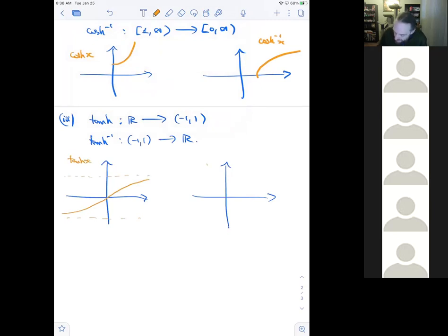And so its inverse is going from -1 to 1. I lost my axis now. And then we're going unbounded. So those are the 3 main ones.